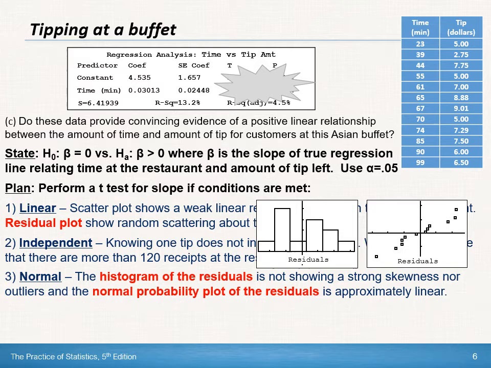The normal probability plot of the residuals is fairly linear. The histogram of the residuals does not appear to be horribly skewed.